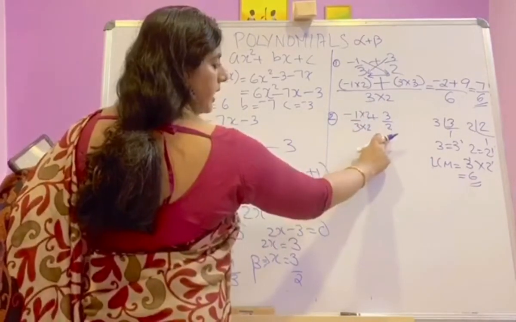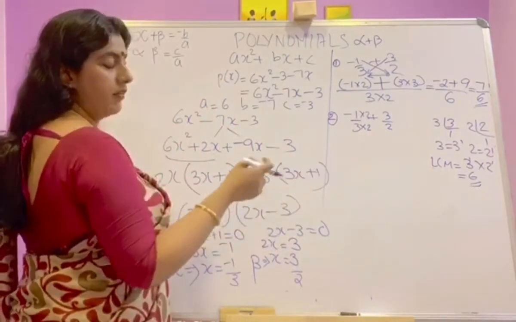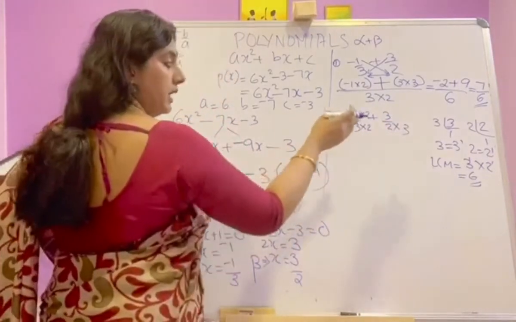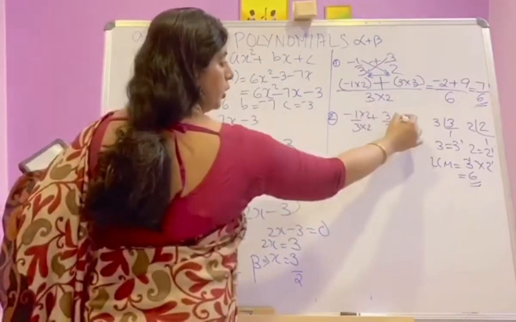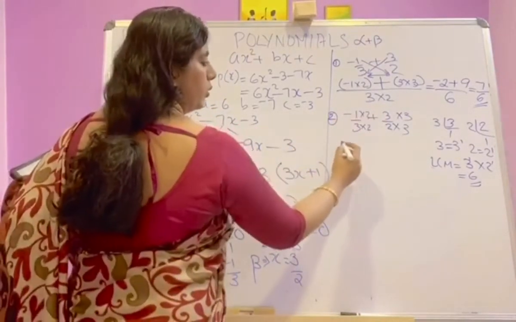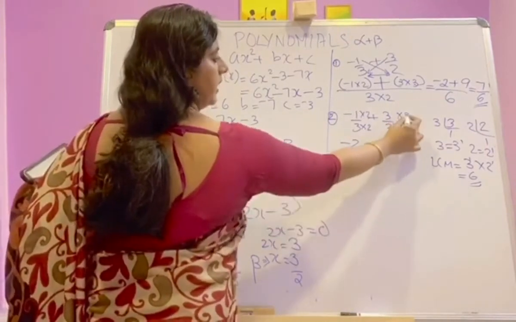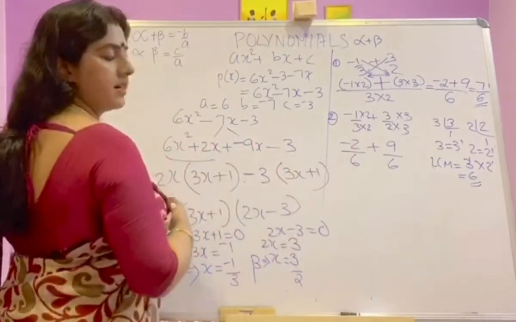Now this is the second term. Here 2 is in the denominator. You want to make it 6. For that you will multiply with 3. As you multiply with 3 in the denominator, you want to multiply it with the numerator also to balance. Now negative 1 into 2 is negative 2 by 6, plus 3 3s are 9 by 3 2s are 6. Now the denominator is same.